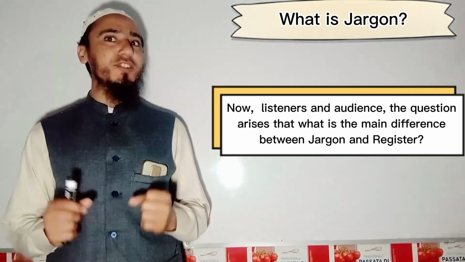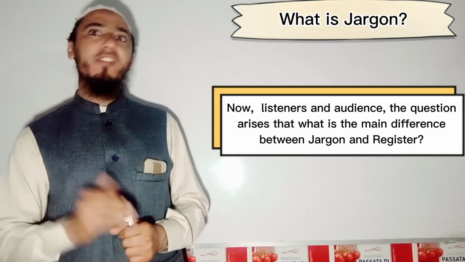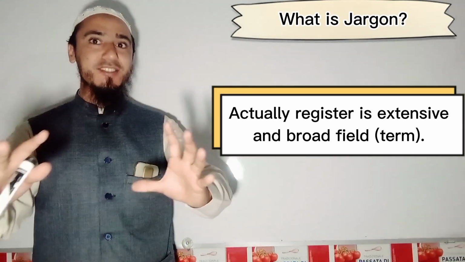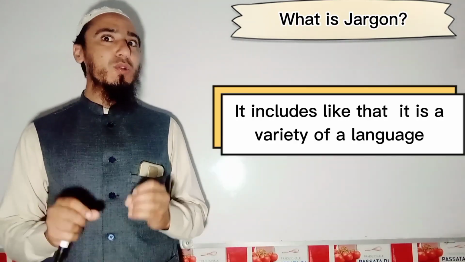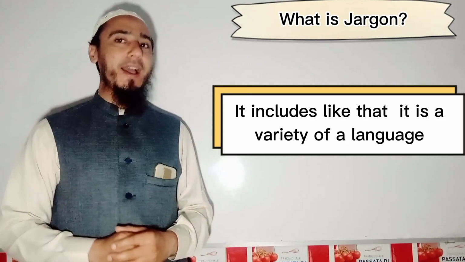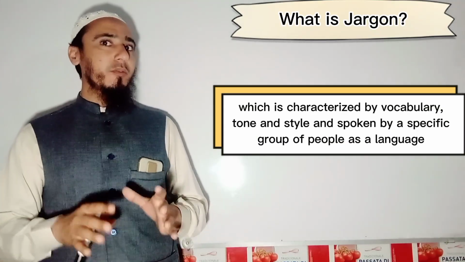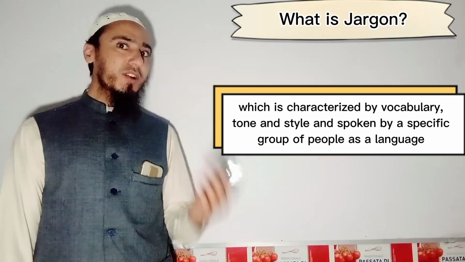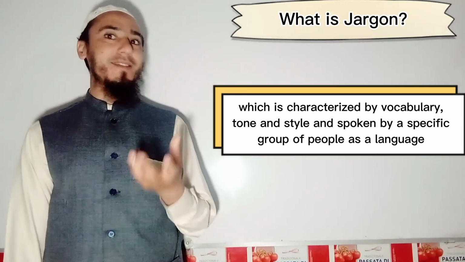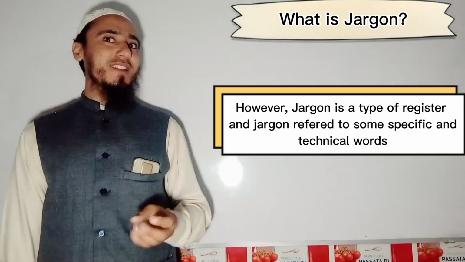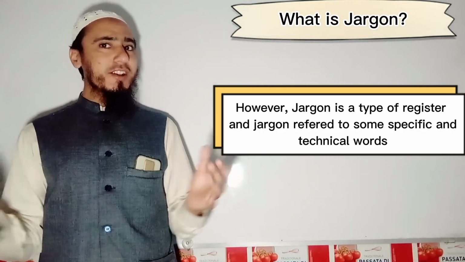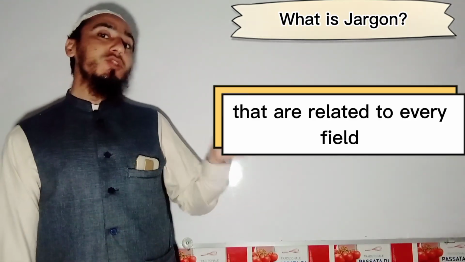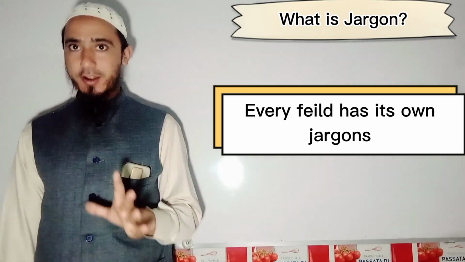Now, listeners and audience, the question arises: what is the main difference between jargon and register? Actually, register is an extensive and broad field. It includes, like, a variety of language which is characterized by vocabulary, tone, and style, and spoken by a specific group of people as a language. However, jargon is a type of register, and jargon refers to some specific and technical words that are related to every field. Every field has its own jargons.